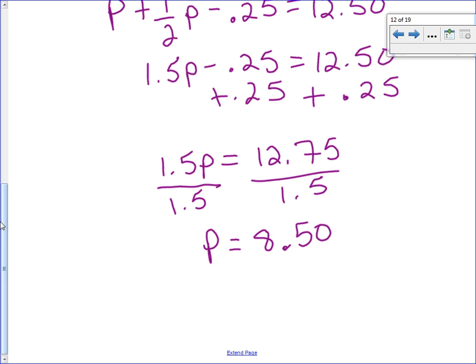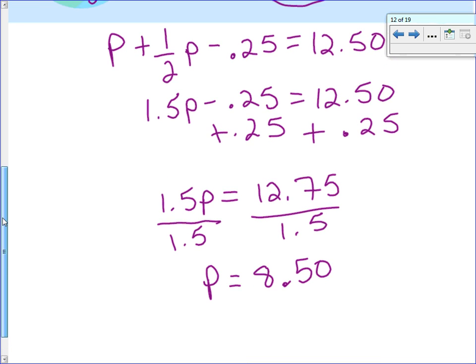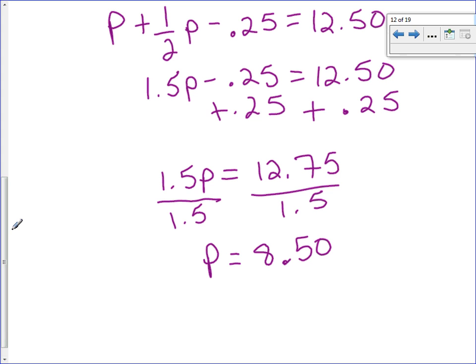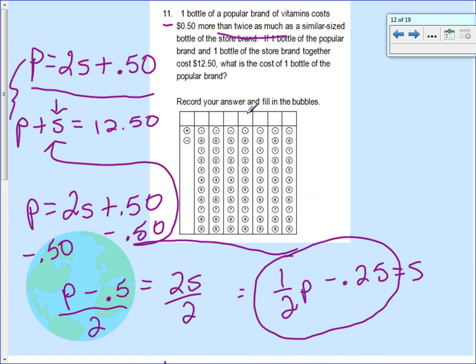You ready, Noelle? Yes. So basically, you take the information from the problem, take the top equation, plug it in for P on the bottom, and solve for S. Yeah, you can do it that way. Okay, 8.50, I'm going to enter it in. Make sure you bubble it in correctly. We have to add the 0 also. You don't have to add the 0 at the end, but I do it anyway just in case. You guys ready? Yes.